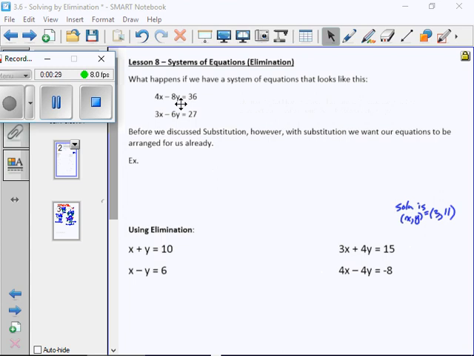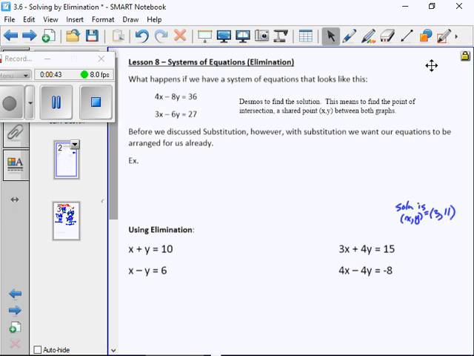Before, when we were looking for something like this, or created something like this, we would always use Desmos to find the solution. This means find the point of intersection, a shared point between those two graphs. Now, before, when we discussed substitution, we wanted our equation to always be rearranged properly. So imagine we have something like this: y is equal to 3x plus 2, and y is equal to 5x plus 8. This is just an example of what we used to do before.